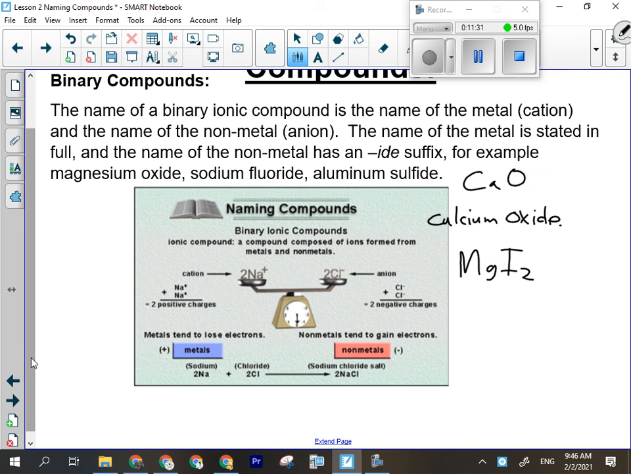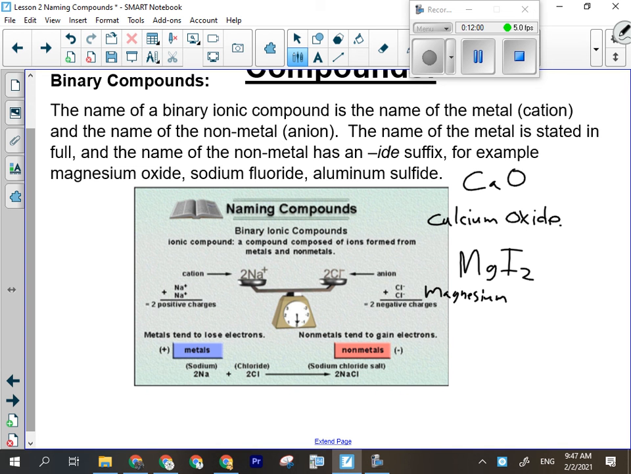What's Mg stand for? Magnesium. Okay, and what does I stand for? Iodine. Okay, so we have to make it end in -ide, so instead of iodine, it's going to be iodide. Does the 2 matter? The 2 doesn't matter. In an ionic compound, we don't put in anything to represent the numbers.